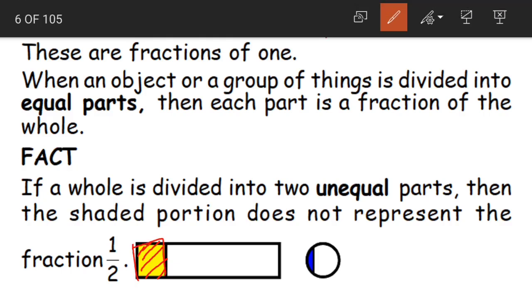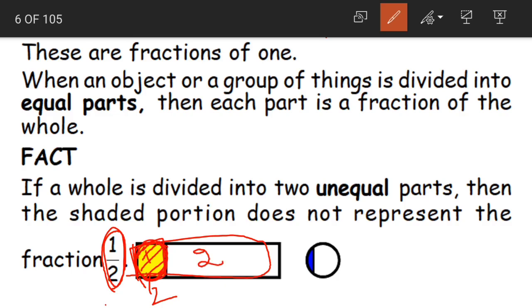Now it does not represent 1 by 2. Half, 1 by 2, is written in numbers, and how will we read it? How do we know it normally? When we say half, if we have to represent half in numbers, we'll call it 1 by 2. See, one part of the two parts. Yes or no? There are 1 and 2 parts here.